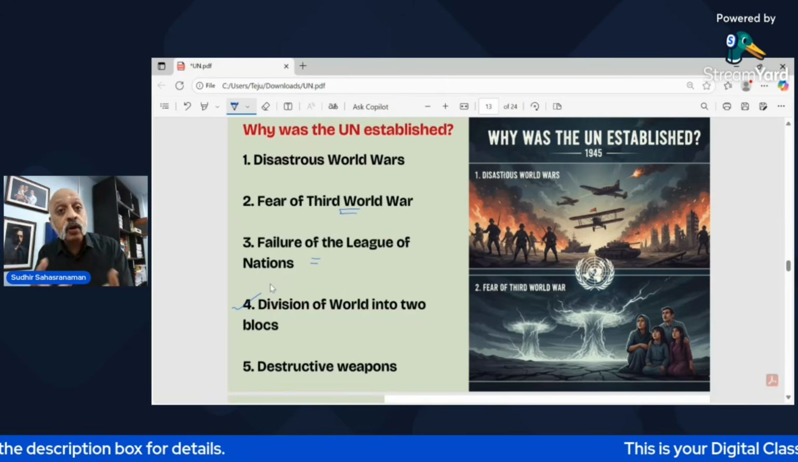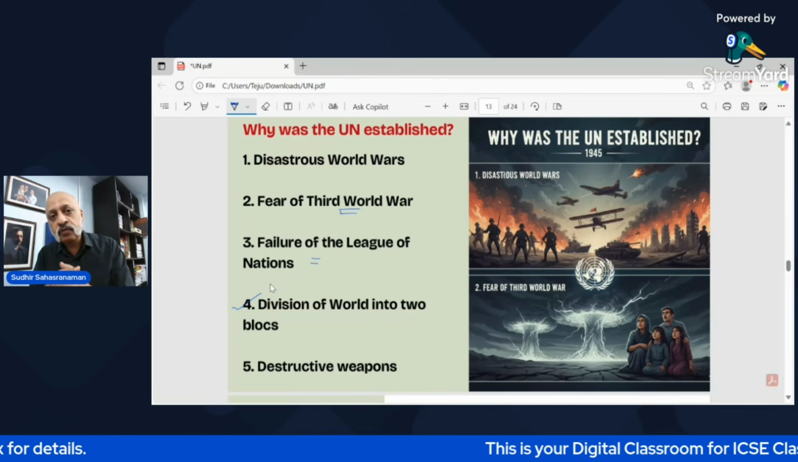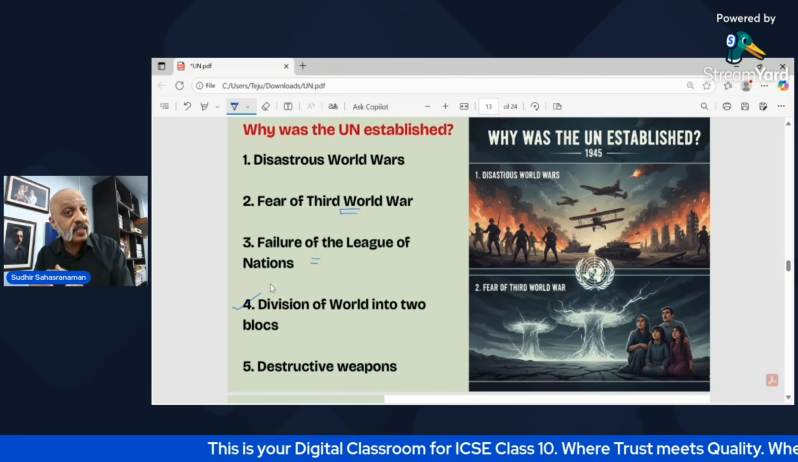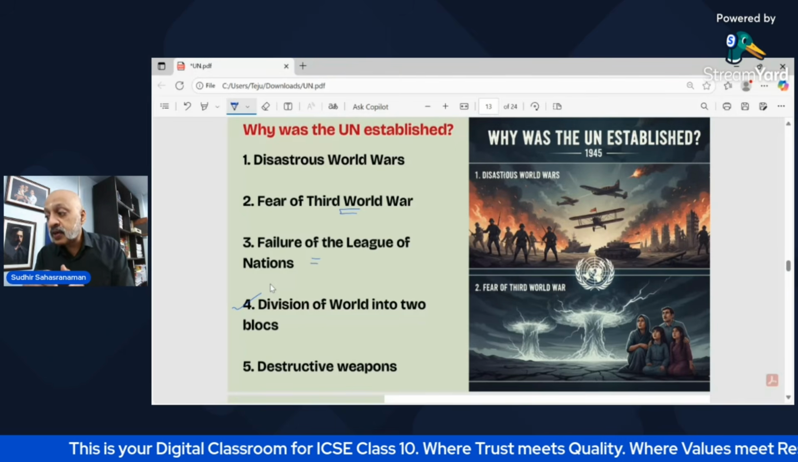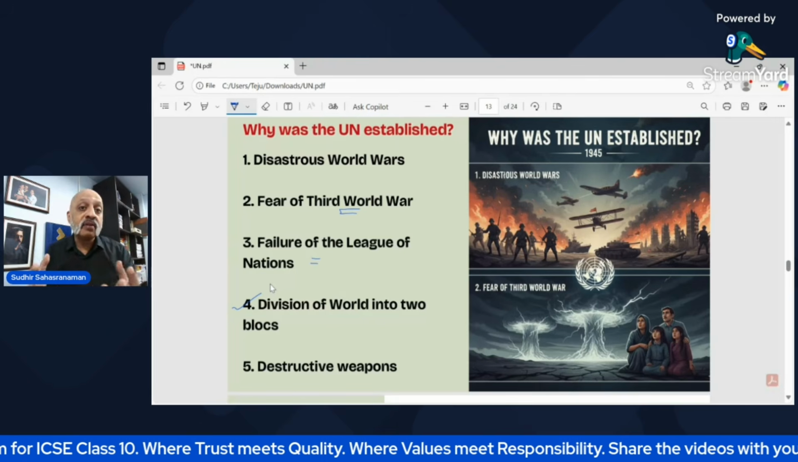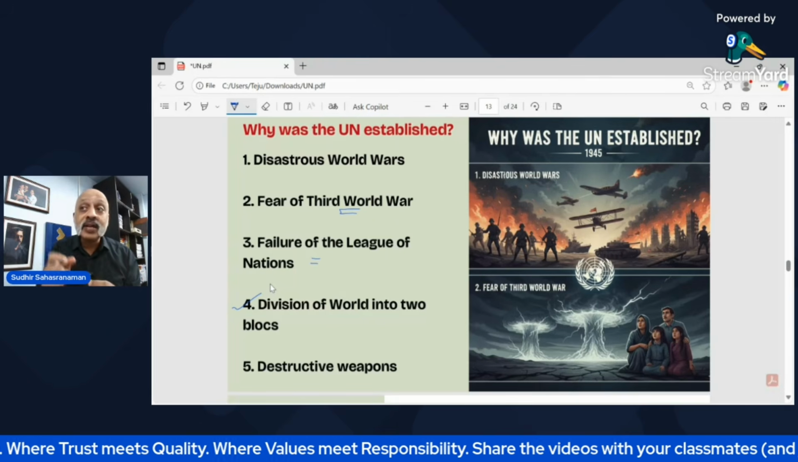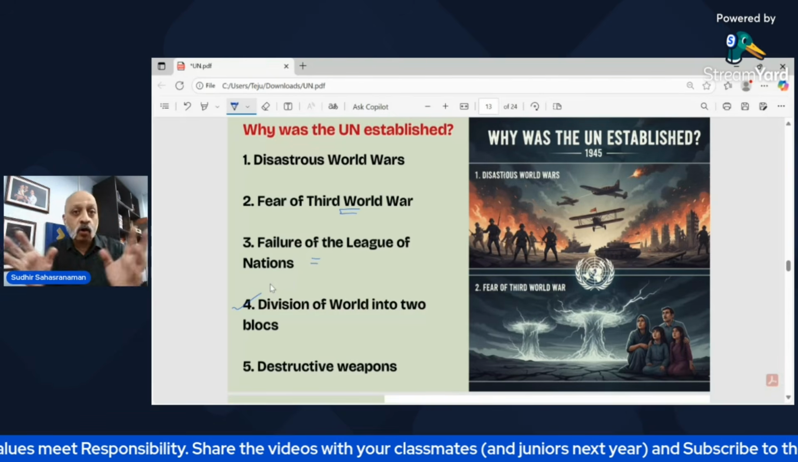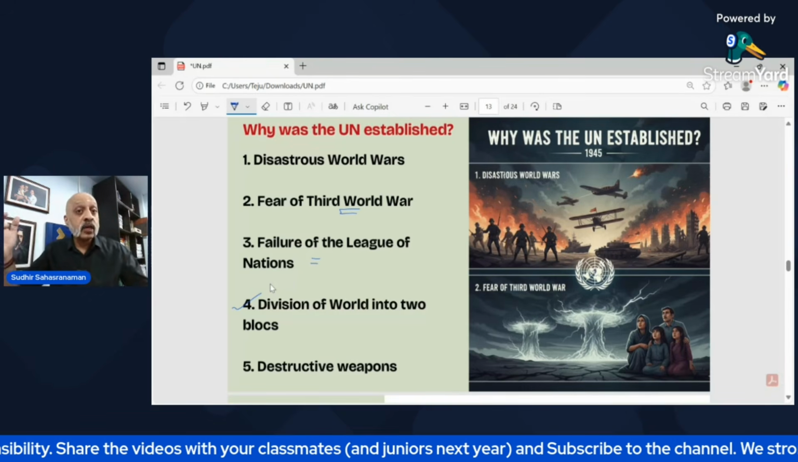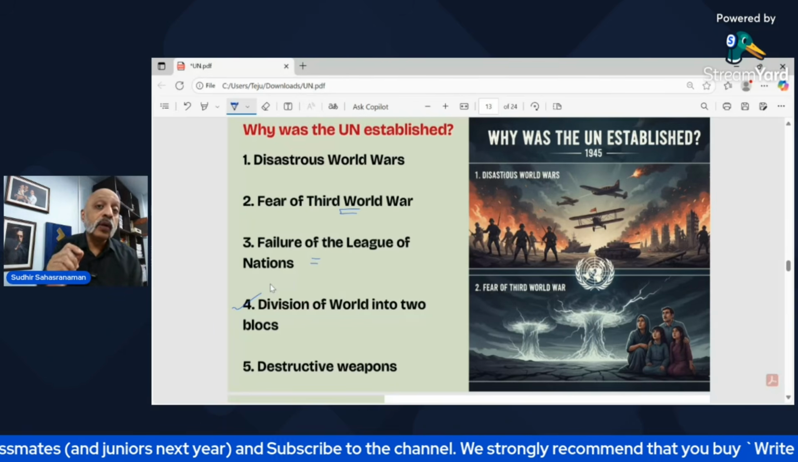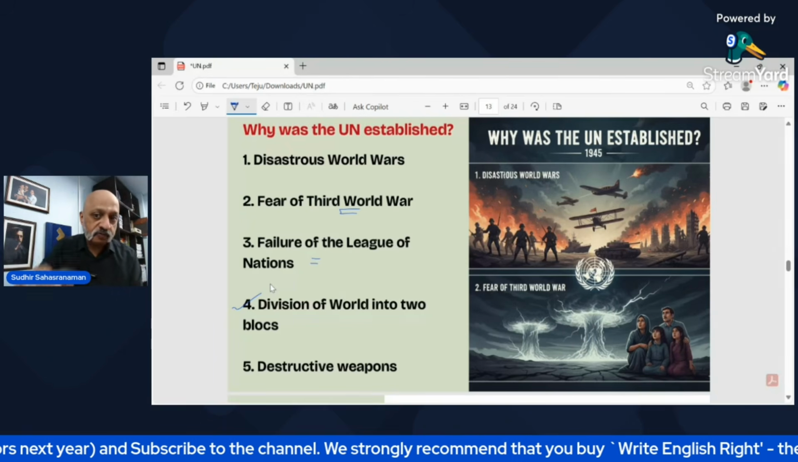Therefore, the UN was even more required right now. The fifth important point was the destructive weapons, because atom bombs, as I said, were used for the first time. Different countries were also arming themselves, and they felt that if every country was overarmed, that could lead to a problem, especially if the ruler of that country was a bit of a hothead and ended up using those weapons. So these were the 5 reasons why the UN was established in the first place.